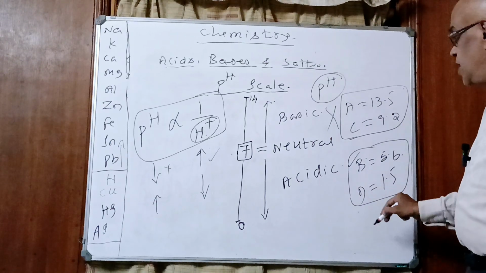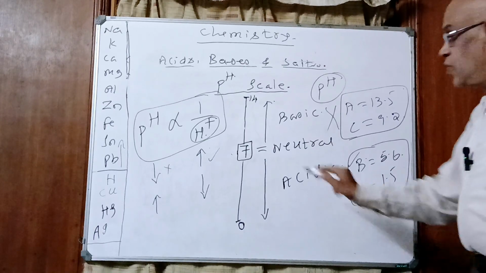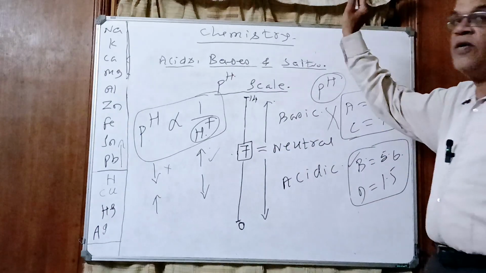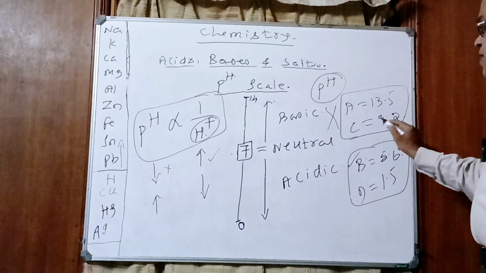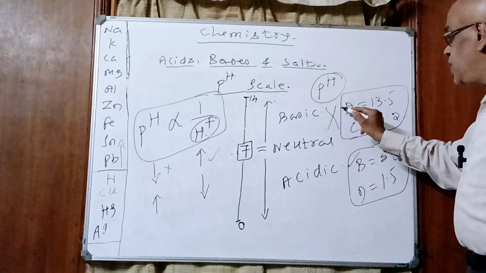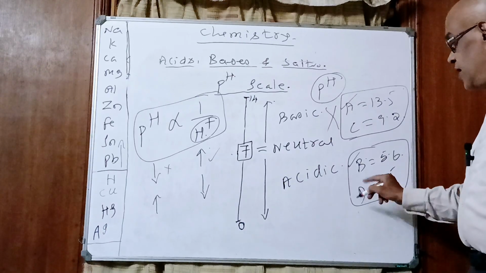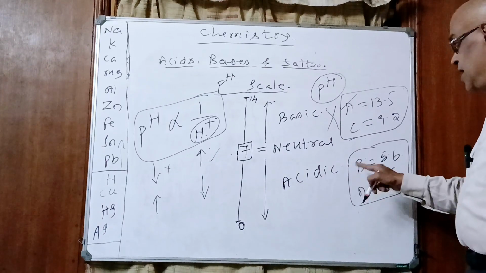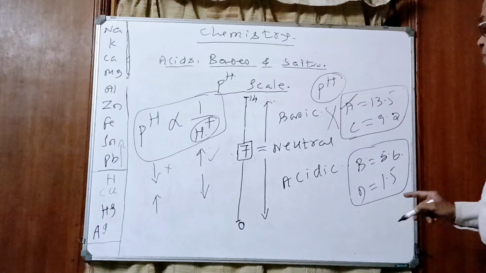Now reverse the question, children. Among the following, which is a strong base? What is a base? One whose pH value is more than 7. More than 7, not 7. 7 is neutral. Above 7, as the pH value increases, stronger the base. As the pH value decreases, stronger the acid. Now which is the strong base? A, because its pH value is 13.5.